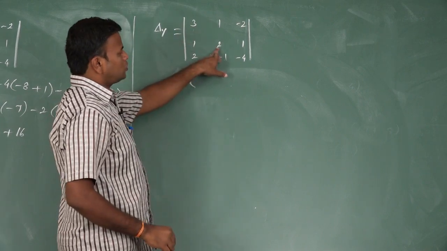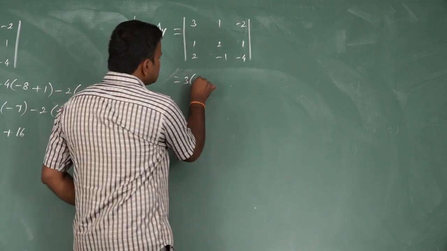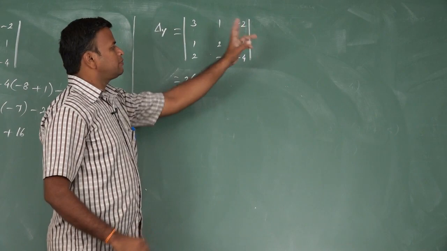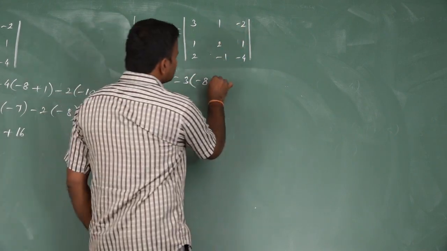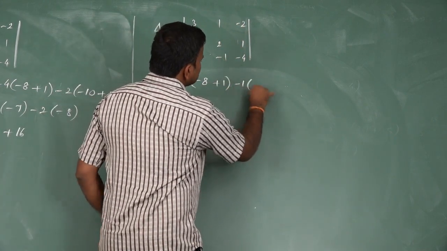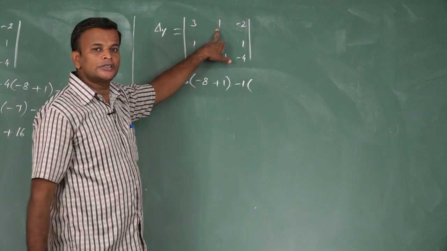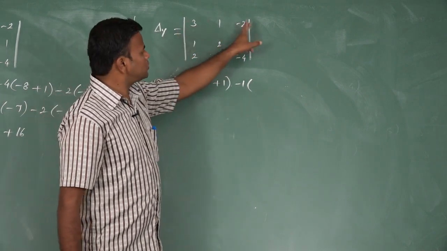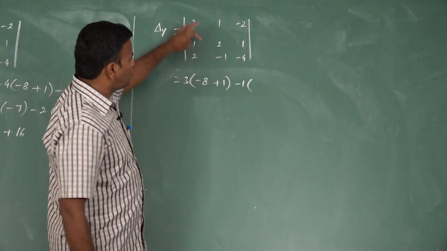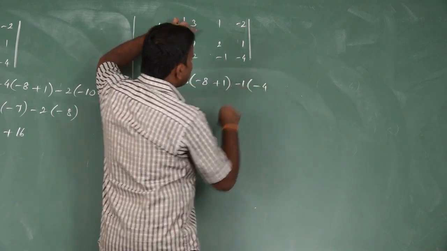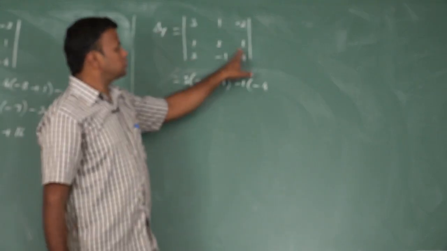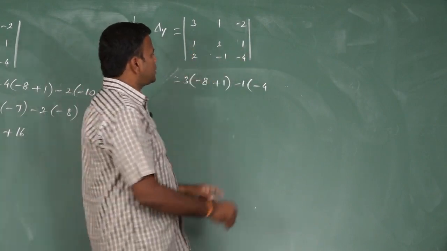3 of 2 into minus 4 is minus 8. Minus and minus is plus, plus 1. Next, the symbol of the number 1 is a minus. So minus 1 of, we leave the first row and second column. 1 into minus 4 is minus 4. We multiply these two elements with a minus sign, so minus 2.